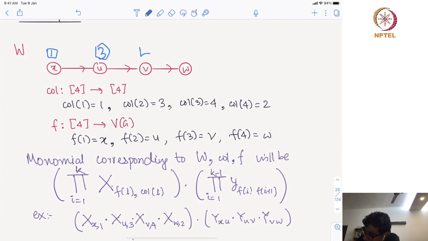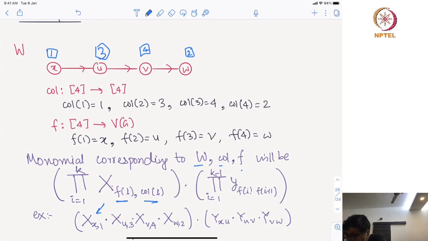The third vertex has been assigned color 4, and the fourth vertex has been assigned color 2. Now, what is the monomial corresponding to w, a coloring function, and f? It is a multiplication of vertex-color variables, for i equal to 1 to k. It tells you what vertex it is and what color it has been assigned. For example, the first vertex is x, and the color assigned is 1. So, x1. And it is a product.